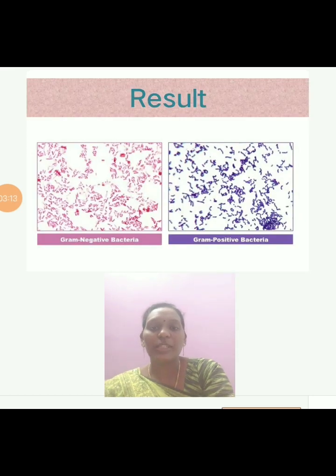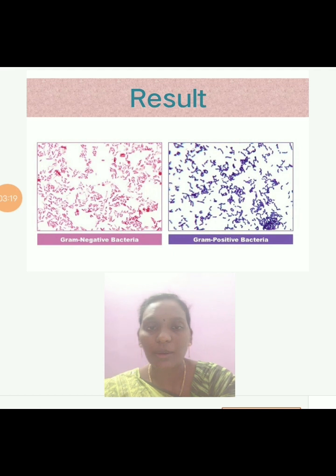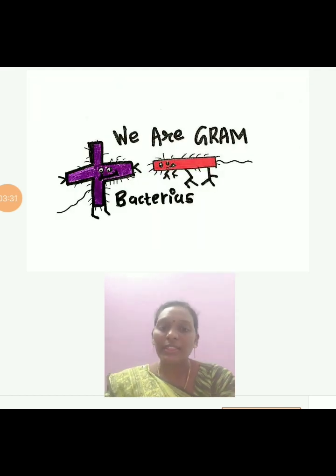So this will be the result. When you take a gram negative bacterial culture, you can see pink color cells, and when you take a gram positive bacterial culture, you will see purely purple or violet color cells.